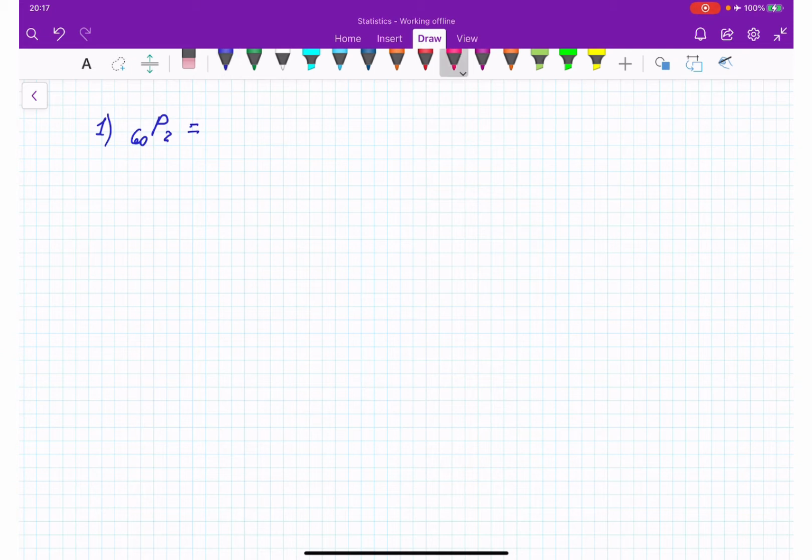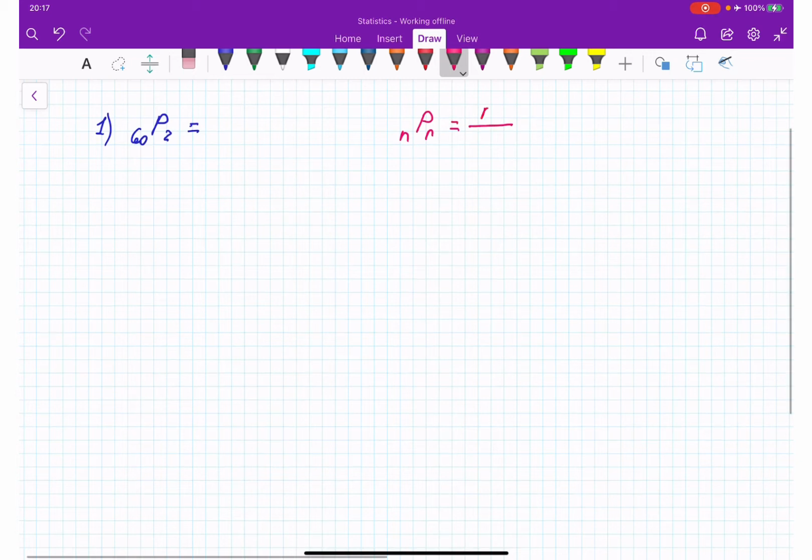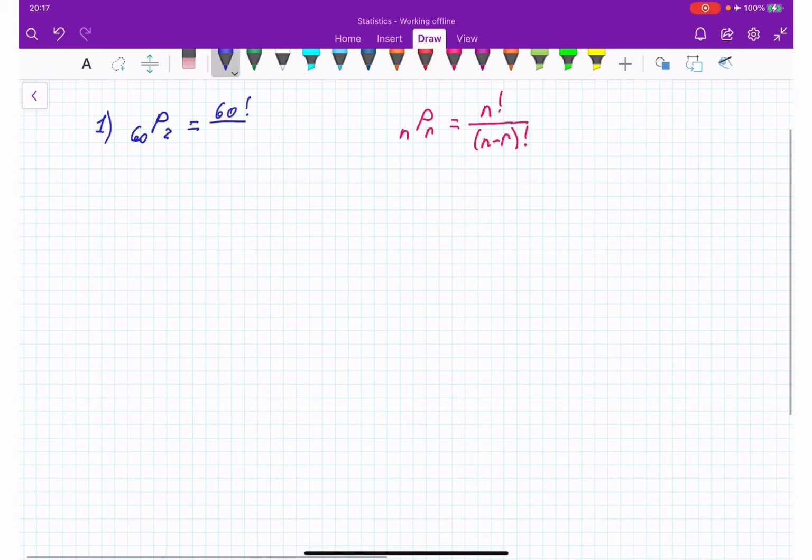So let me remind you the formula. Permutation R out of N, when N is the total and R is the amount of elements selected, is equal to N factorial over N minus R factorial, which in this case is going to be factorial of 60 over 60 minus 2 factorial. Using the calculator from online, the link to which will be placed under the video in the comments so you can use it yourself, 2 out of 60 as a permutation is going to be 3,540.